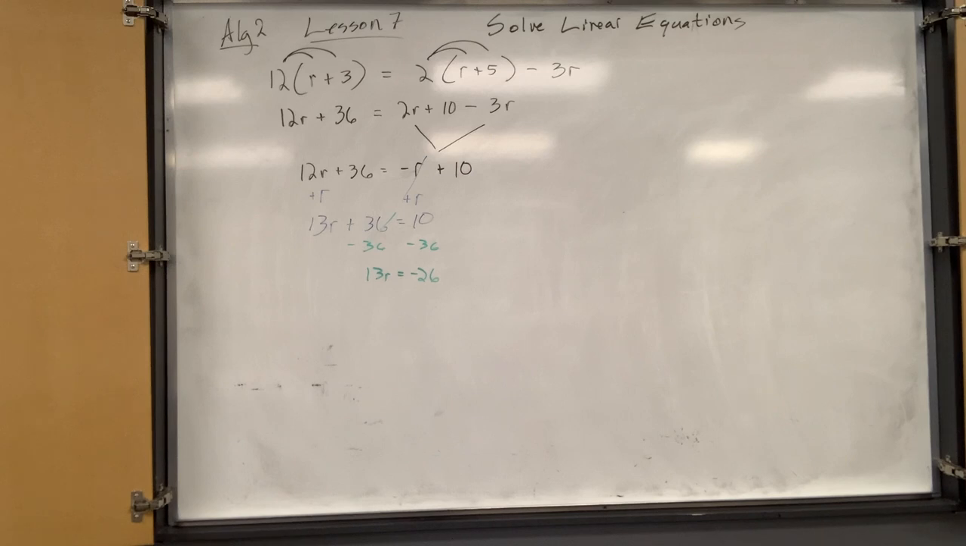Eliminate coefficient. So coefficients are always multiplied. So how do you get rid of the coefficient? You divide. What does step three say? Step three says eliminate constant term on variable side.